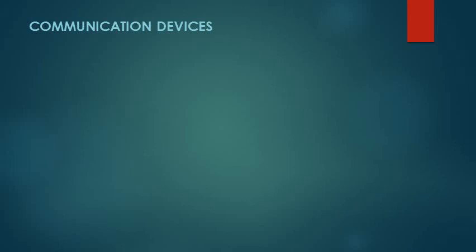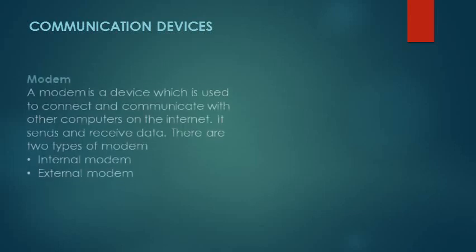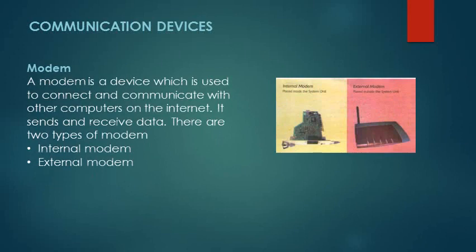Our first communication device is modem. If we want to connect and communicate with other computers on the internet, then our computer must have a modem in it. Modem sends and receives data. There are two types of modem: internal modem and external modem. Internal modem is placed inside the system unit, while external modem is placed outside the system unit.